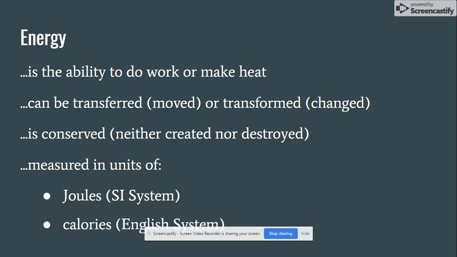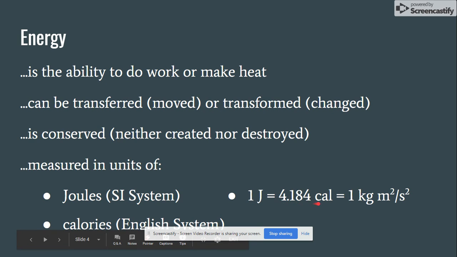We measure energy in units of joules. In the English system or the non-metric system, energy is measured in units of calories. So just like we have meters and feet, we have calories and joules. And some things that you need to know and definitely write down on your paper and be able to reference later on is that 1 joule of energy has the same amount of energy as 4.184 calories. And 4.184 calories or 1 joule is equivalent to 1 kilogram meter squared per second squared.